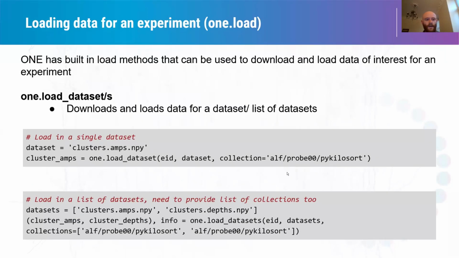And then finally, the loading of the data. There's several methods for loading the data. First one being load data set. So for this one, you provide it a dataset name and an experiment ID. And if there's multiple datasets of that name, you also have to provide collection, i.e. the subfolder containing that dataset. And it will download the data for you if it's not present on disk, and then load it into a NumPy array.